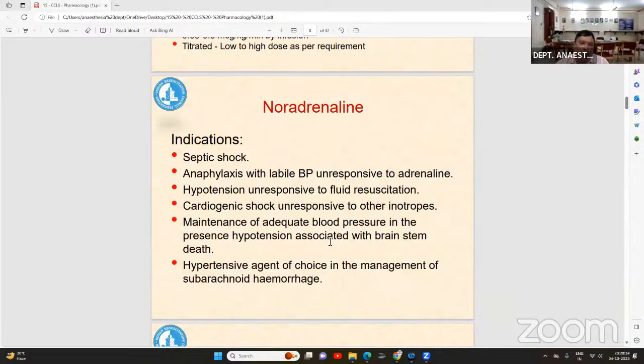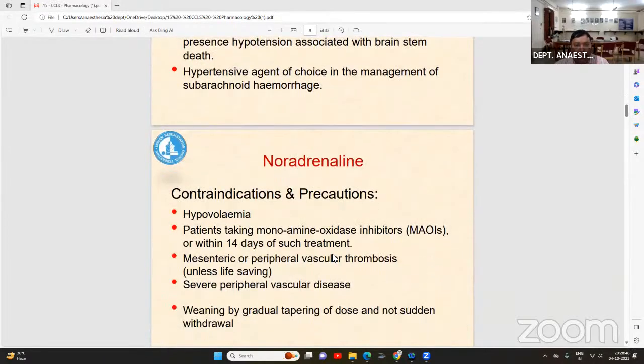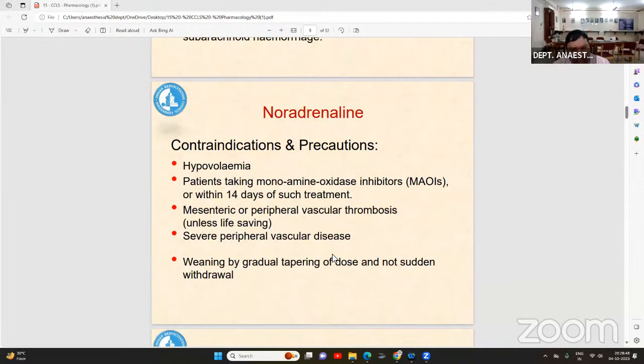So in that situation also you can use noradrenaline. It is the hypotensive agent of choice in the maintenance of SAH, subarachnoid hemorrhage, where the target BP is like triple H therapy: hypertension, hypervolemia, hemodilution. In that situation also you can use noradrenaline. Contraindications are severe hypovolemia and patients taking monoamine oxidase inhibitors.